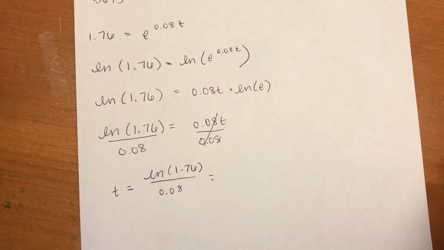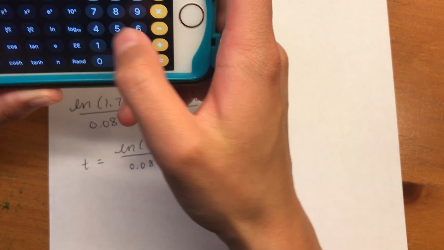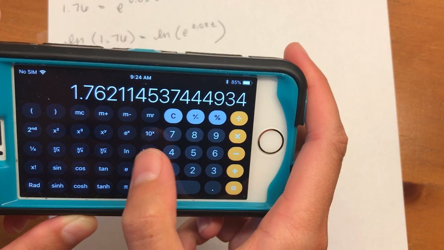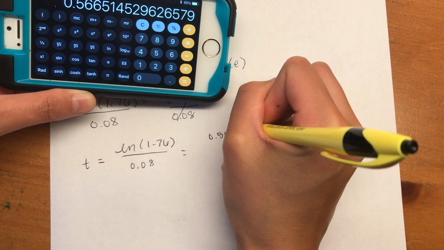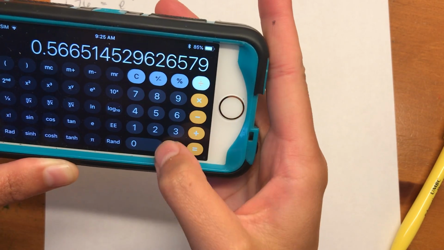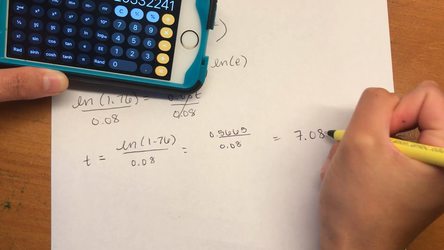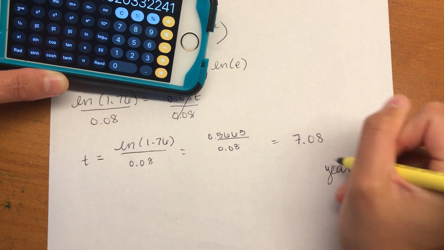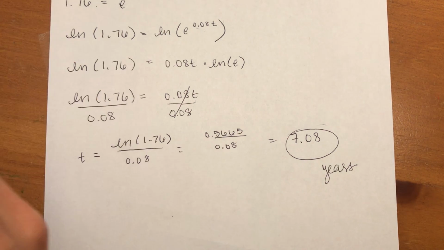So let's do that in the calculator. Step 5 is to determine an approximate answer. So I've got my 1.76 already in here. I'm going to hit the natural logarithm button, and I get 0.5665 divided by 0.08. So I'm going to divide this by 0.08, and I get 7.08 years. So t is 7.08. Sound good?